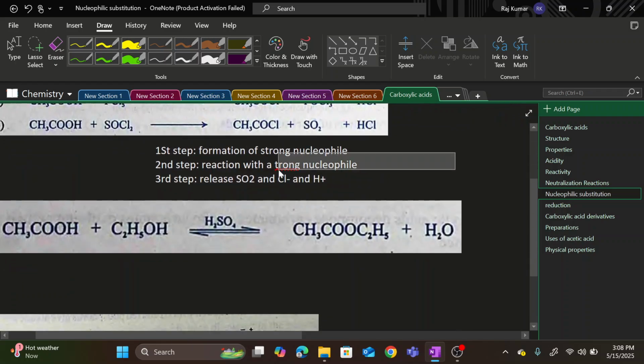This is a procedure known as halogenation. This procedure is known as nucleophilic substitution.